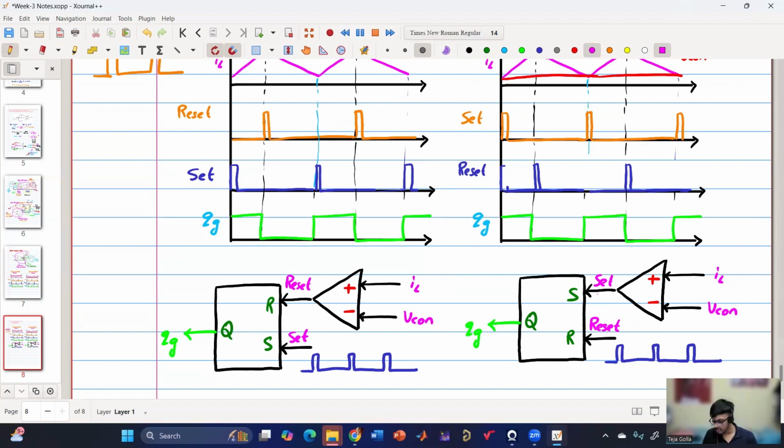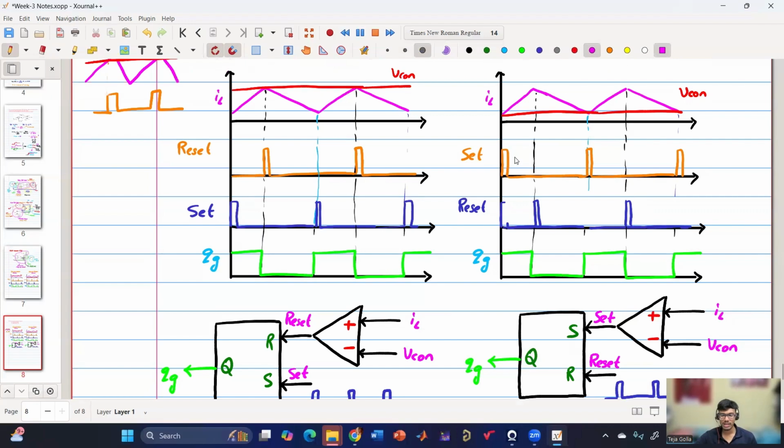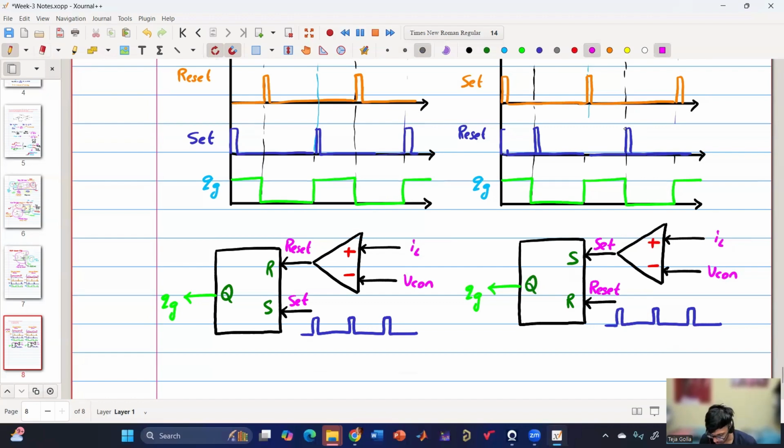Okay. Any other changes? Polarity of the comparator. Yes. If you see, when is the set pulse generated? When IL is going below VCon. So IL has to be minus, VCon has to be plus. So this is the change.